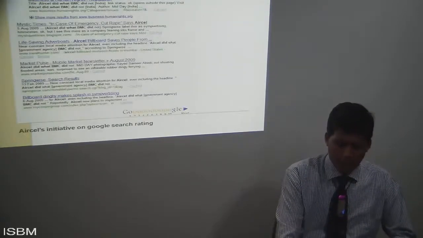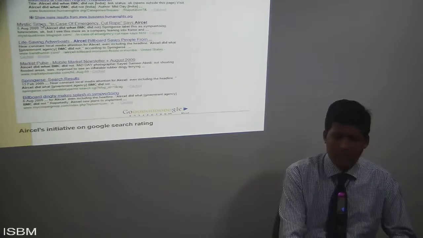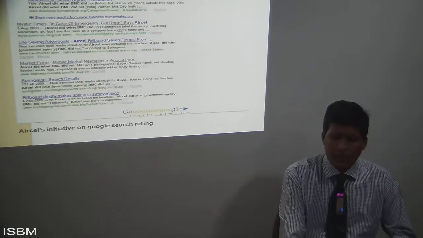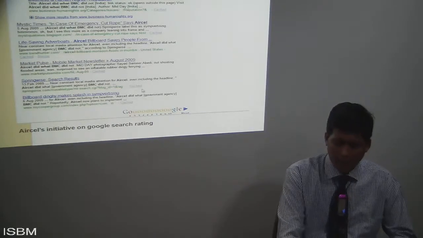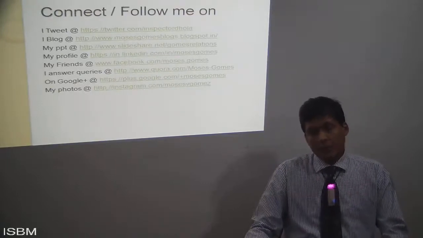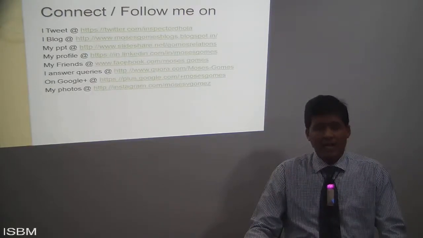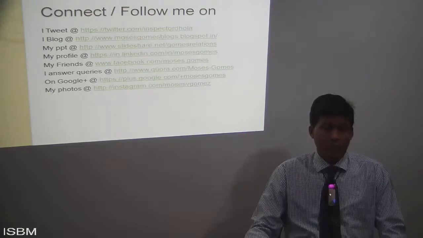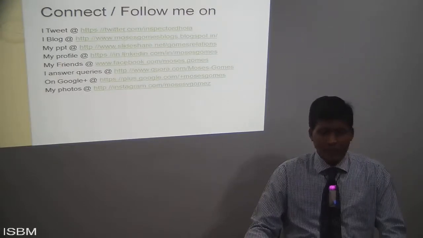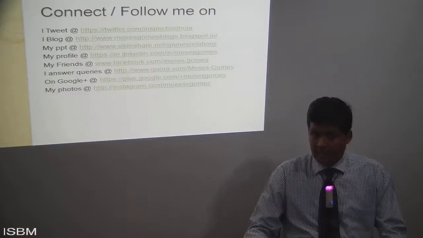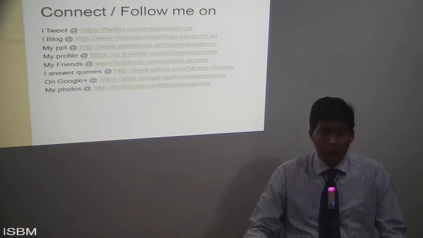If you see the first pick of it: "Mystic times. In case of emergency, cut rope, says Aircel." Or life-saving advert boats. Aircel billboard saves people from so and so. And whenever you are putting up your case, you mention where your references are coming from. Where is your sourcing? So it could be Google, it could be a blog, it could be Twitter, it could be images taken from websites, whatever. So interesting, and that's what the case was all about.